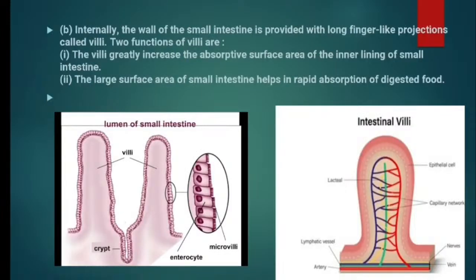So as you all know, inside the small intestine there are small finger-like microscopic projections or brush-like structures called the villi. There are two functions of villi. One is to increase the absorptive surface area of the inner lining of the small intestine, and second, as the surface area is increased, it helps in rapid absorption of digested food. So you can see the structure of villi here.